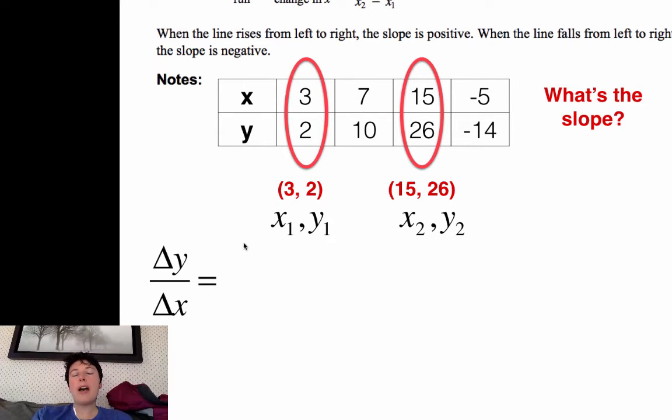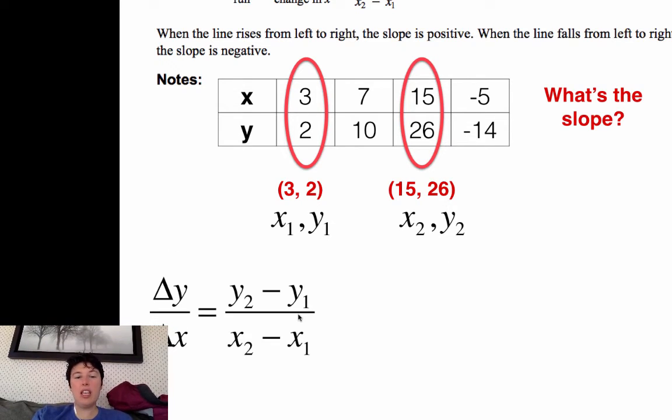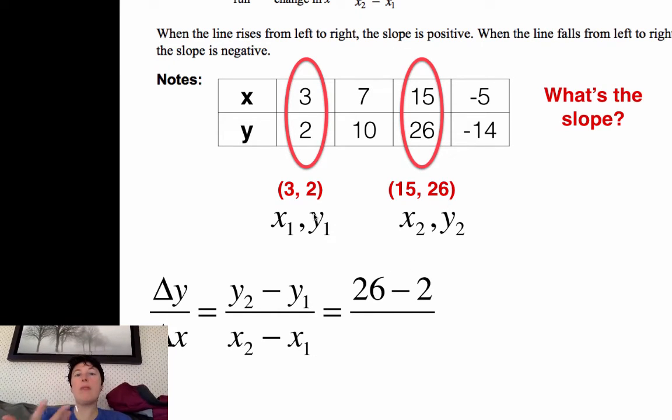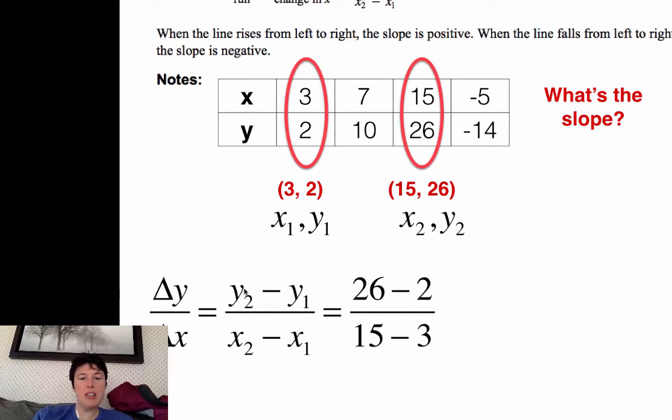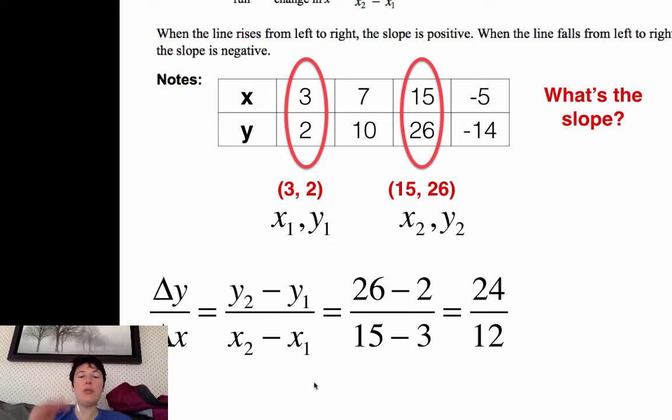I'm going to study the y's first. Delta y is the change in y's. Well, look, y1 is at 2 and y2 is at 26. So the change, if I think about it, I could subtract the y's to find the change. I could subtract the x's to find the change. 26 take away 2 is going to be my change in y's. 15 take away 3 is going to be my change in my x's. So I'm going to end up with a change of 24 and 12.